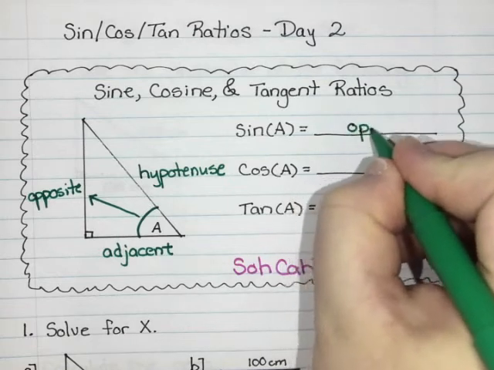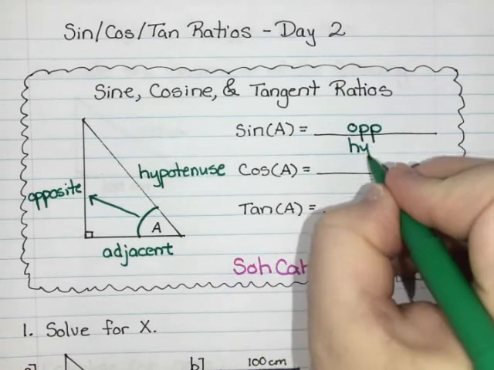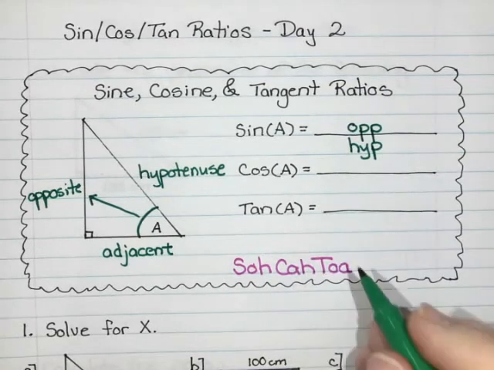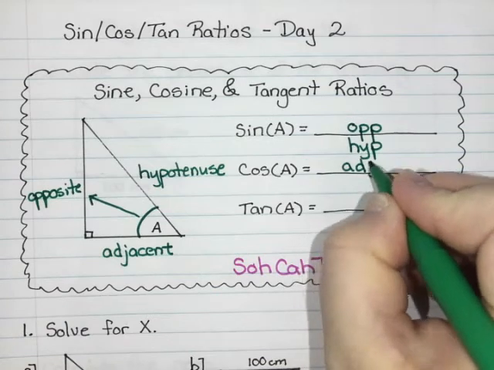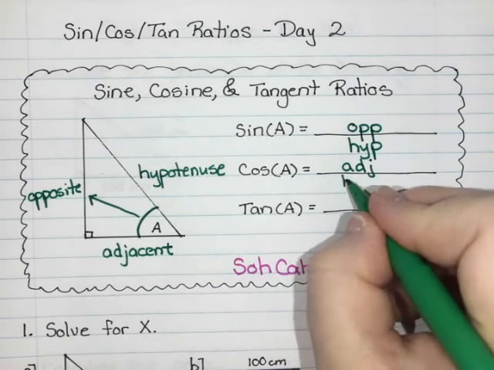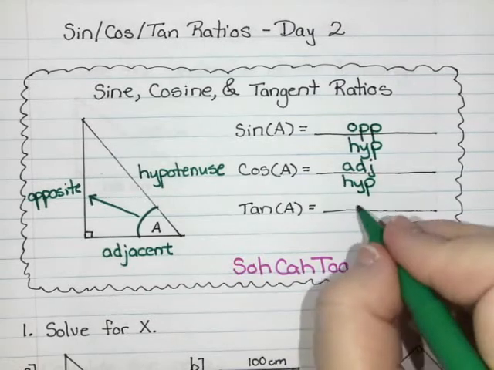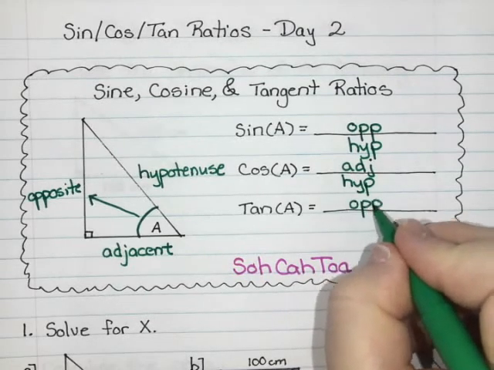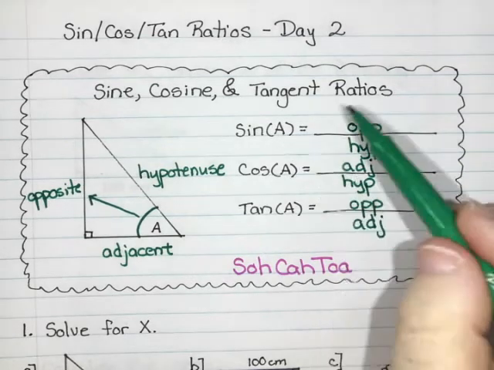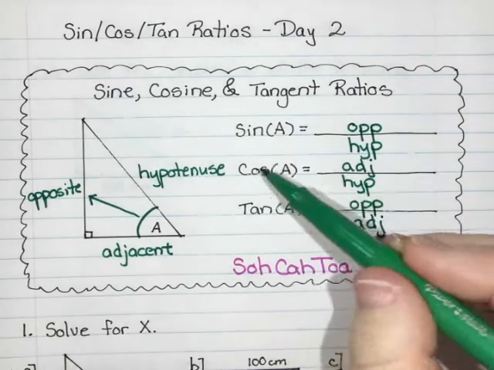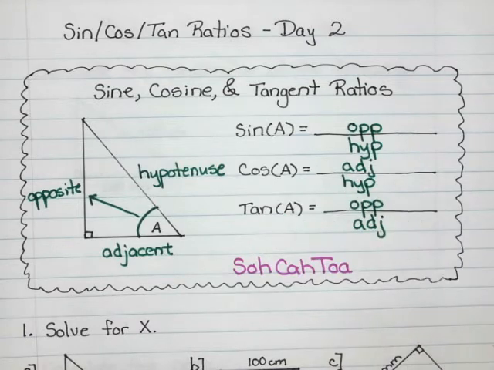I'm going to be a little lazy and not write out the full word here, over H, hypotenuse. Cosine is A, adjacent, divided by H, hypotenuse. And then tan is O, opposite, divided by A, adjacent. So sine is opposite over hypotenuse, cosine is adjacent over hypotenuse, and tan is opposite over adjacent.